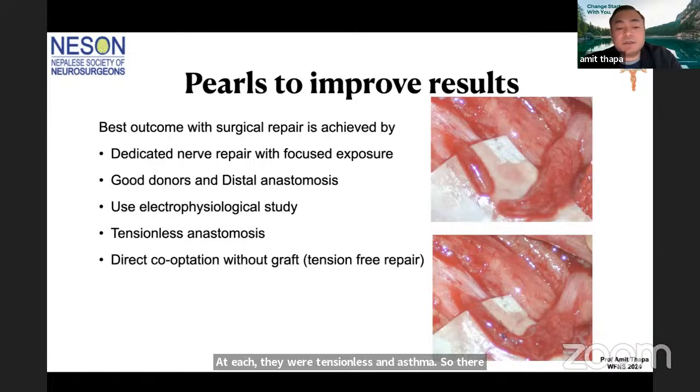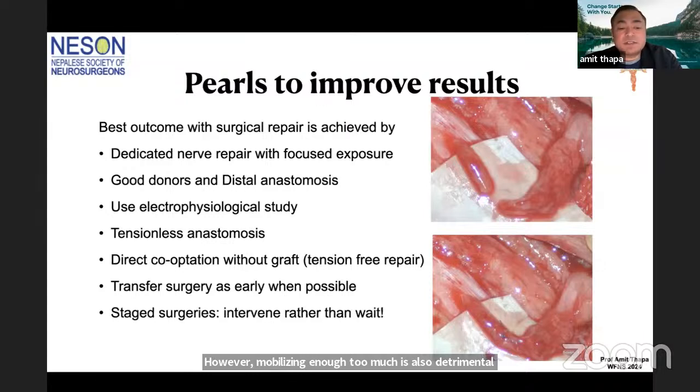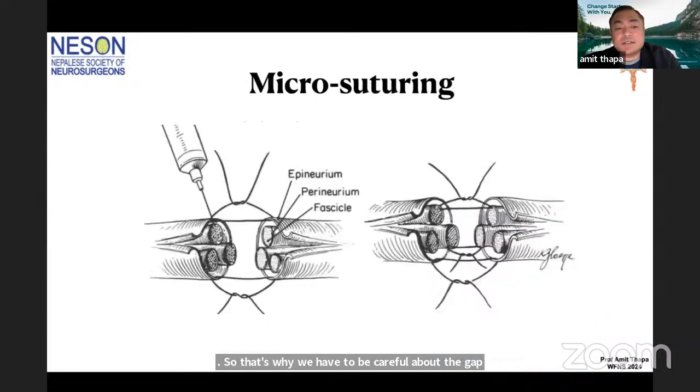Direct coaptation is very, very important, and we try to avoid grafts as much as possible by mobilizing the nerve. However, mobilizing the nerve too much is also detrimental, so we have to be careful about the gap. And nerve transfer surgery should be done as early as possible. The staged surgery we have already discussed.